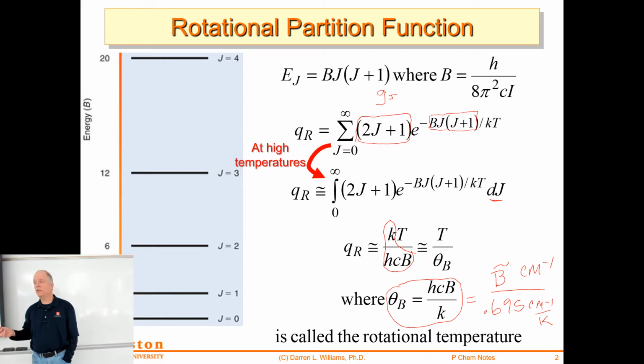So if my room temperature, let's estimate it as 300 Kelvin instead of 298, and my rotational temperature is 60, like for hydrogen, then 300 over 60 is 5. So my partition function is 5 for hydrogen. So there's essentially 5 rotational levels excited at room temperature for the hydrogen molecule. You see what I mean?